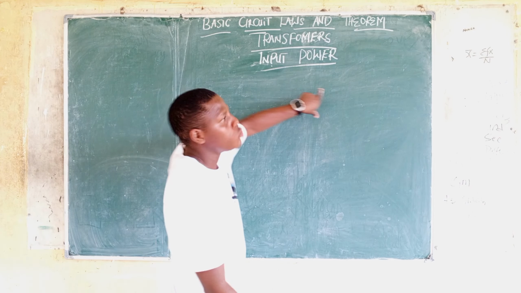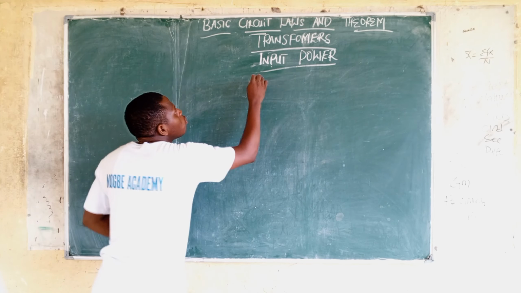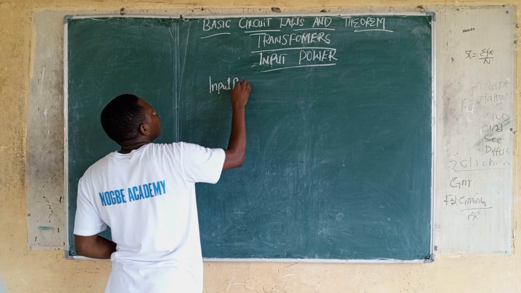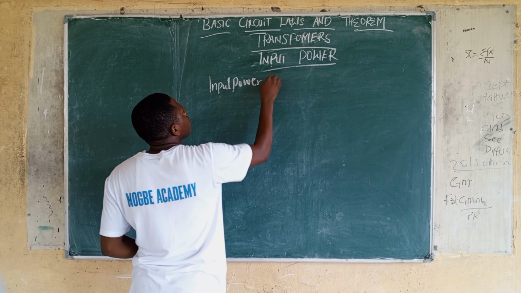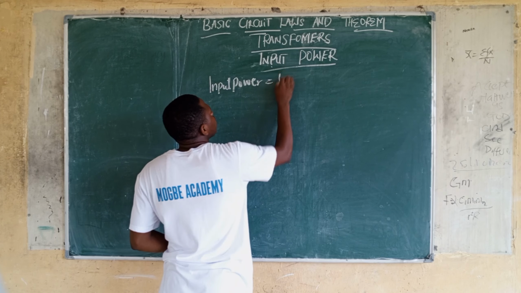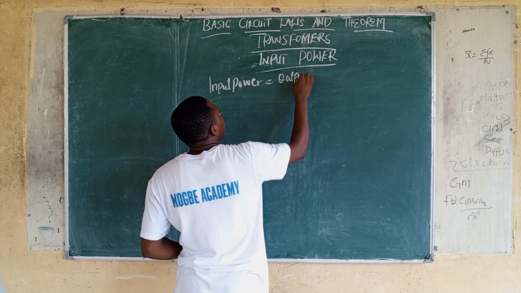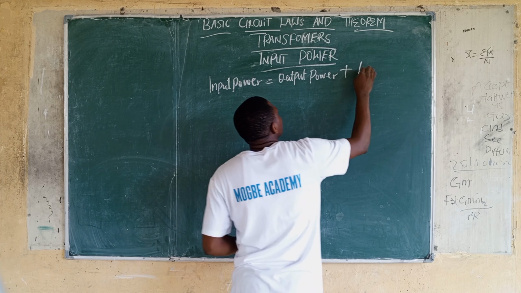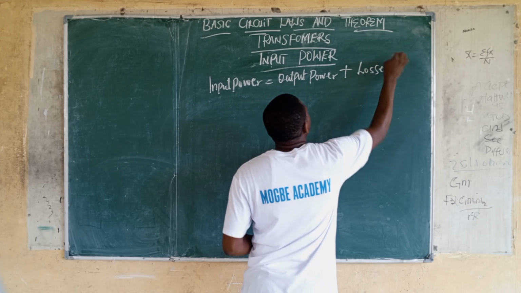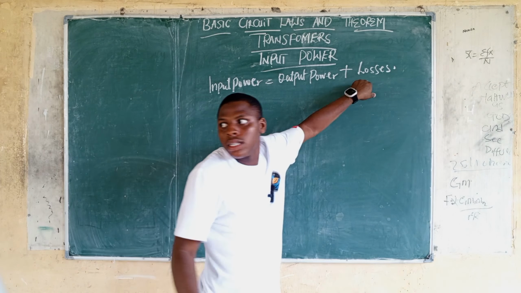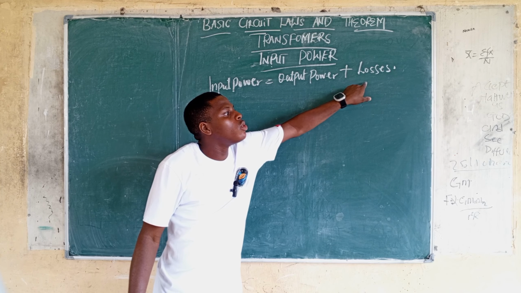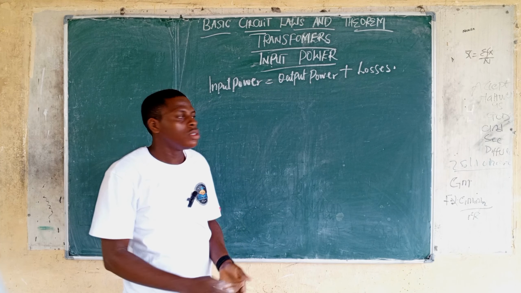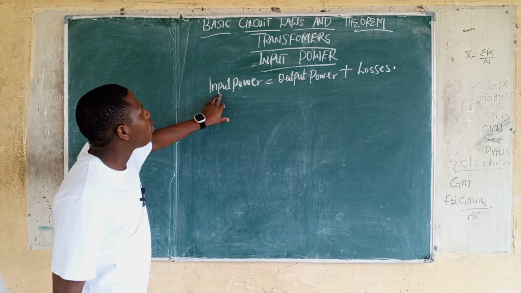Now let's come back to the transformer. So when we are asked to calculate for your input power, your input power is simply what? The output power plus your what? Your losses. Now what are these losses? These losses are those ones which we call the iron loss and the what? The copper loss.